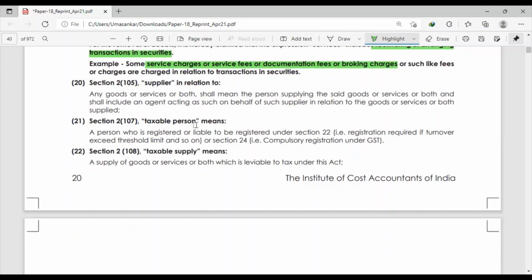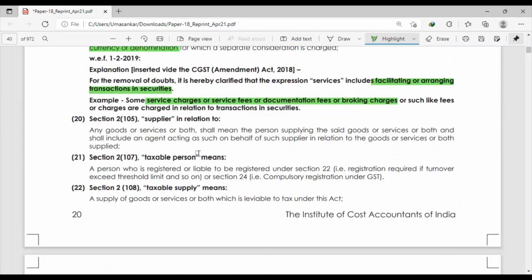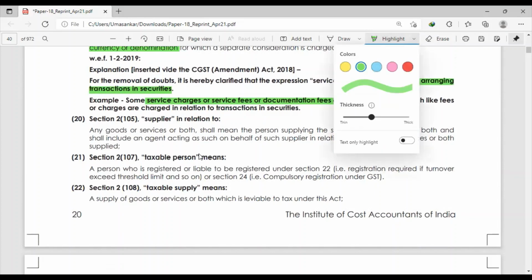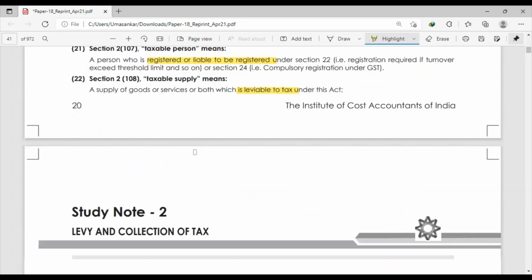Who is supplier, who is taxable person, who is taxable supply. I will make you understand taxable supply. A supply of goods or services or both on which tax is leviable. We have already seen non-taxable supply. Here there is no GST, it is non-taxable. If tax is leviable, it is taxable supply. And a taxable person is one who is registered or liable to be registered. So all our definitions are over.